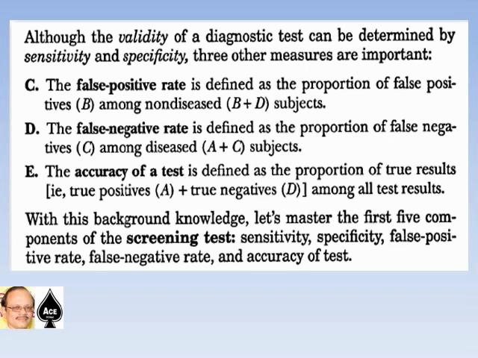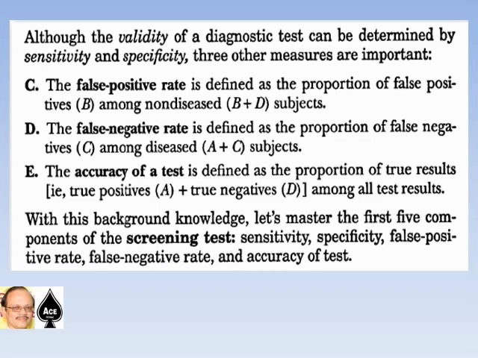Although the validity of a diagnostic test can be determined by sensitivity and specificity, three other measures are also important: false positive rate, false negative rate, and accuracy of a test. False positive rate is defined as the proportion of false positives among non-diseased subjects. I already told about B plus D and the definition of B. Then false negative rate is defined as the proportion of false negatives among diseased subjects.